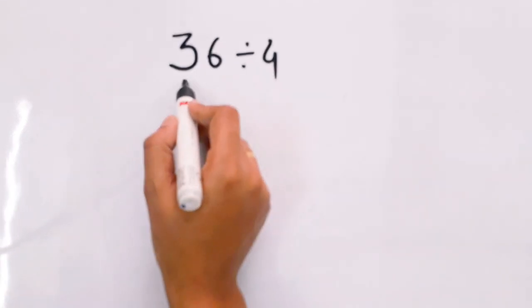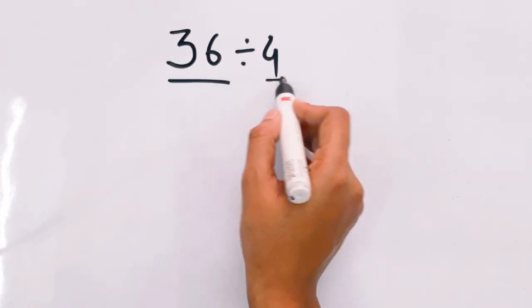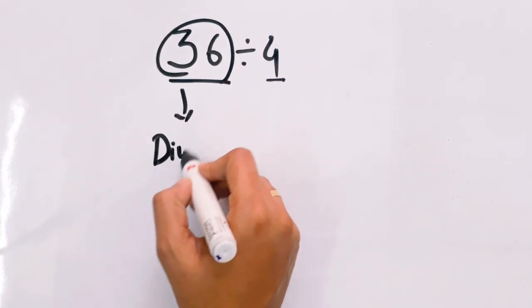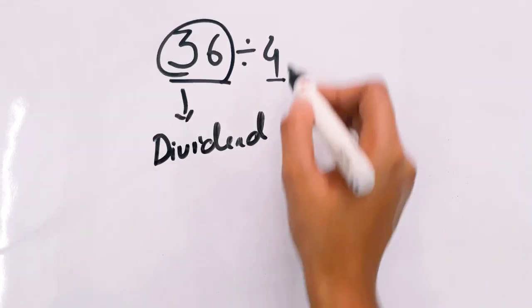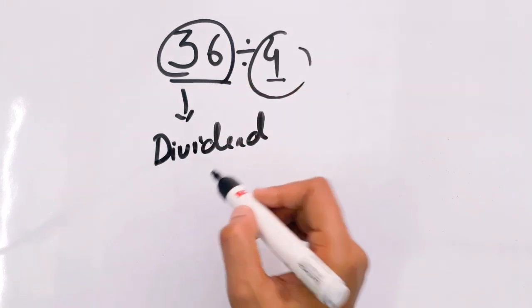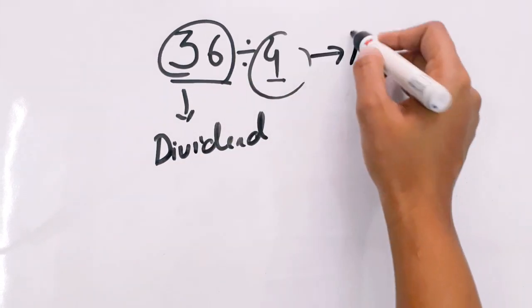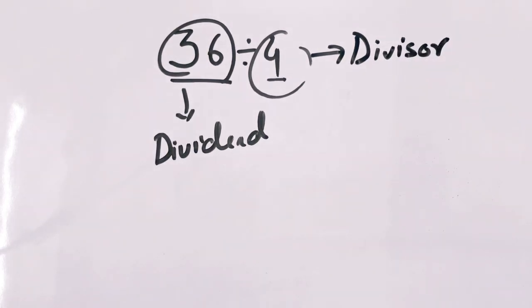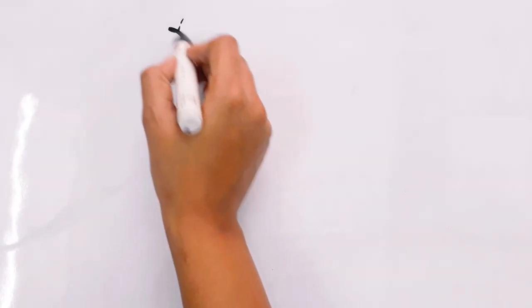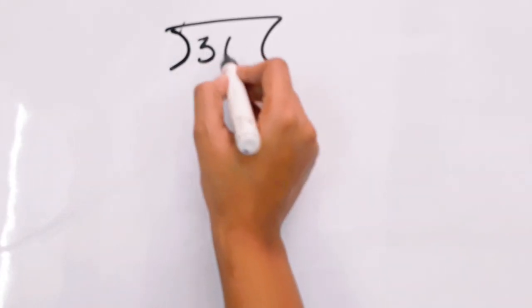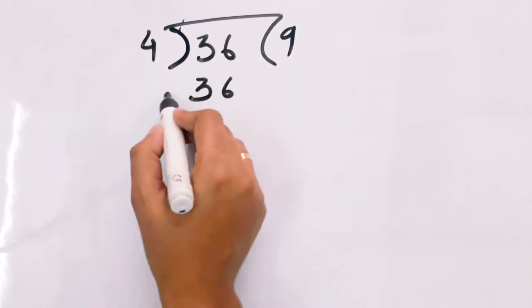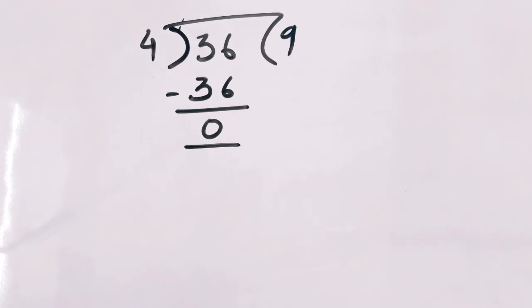When I'm dividing a number with a number, the number which I am dividing is called the dividend, and the number with which I am dividing is called the divisor. So this is the divisor. Let us divide and get the answer. When I divide 36 with 4, 4 9s are 36. I got remainder as 0.